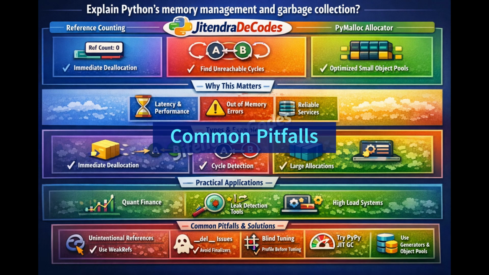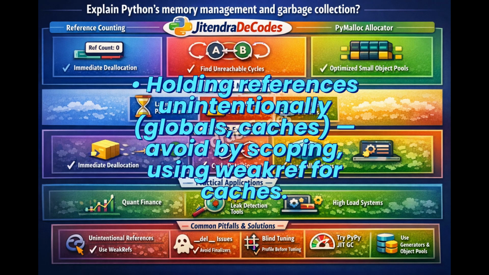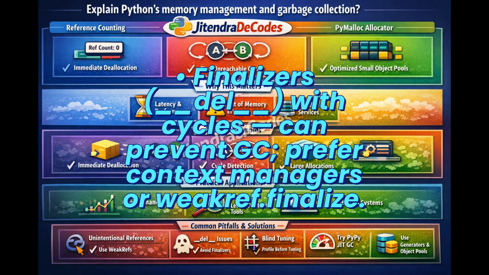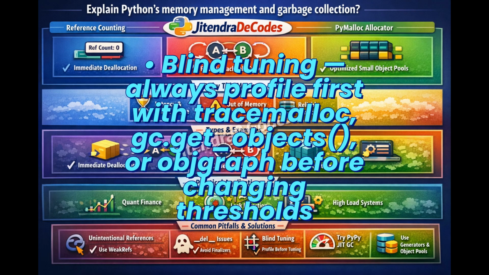Now let's see common pitfalls that are generally faced in this situation and how to avoid them. So, holding references unintentionally, like globals and caches. We need to avoid that scoping or use weak references for the caches. Then finalizers, __del__ methods with cycles, can prevent garbage collection. Prefer context managers or weakref.finalize to avoid this. Blind tuning: always profile first with tracemalloc, gc.get_objects and the object graph before changing the threshold.